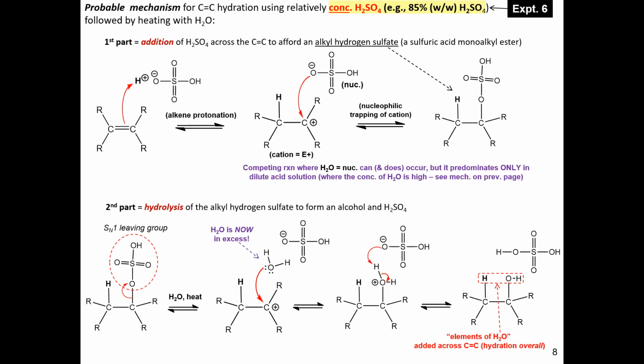You can see that overall you've added the elements of water across the carbon-carbon double bond in an alkene hydration. And you can also recognize the second part of this two-part process as a hydrolysis, where the elements of water, H and OH, are now shared between the two fragments formed upon CO bond cleavage.